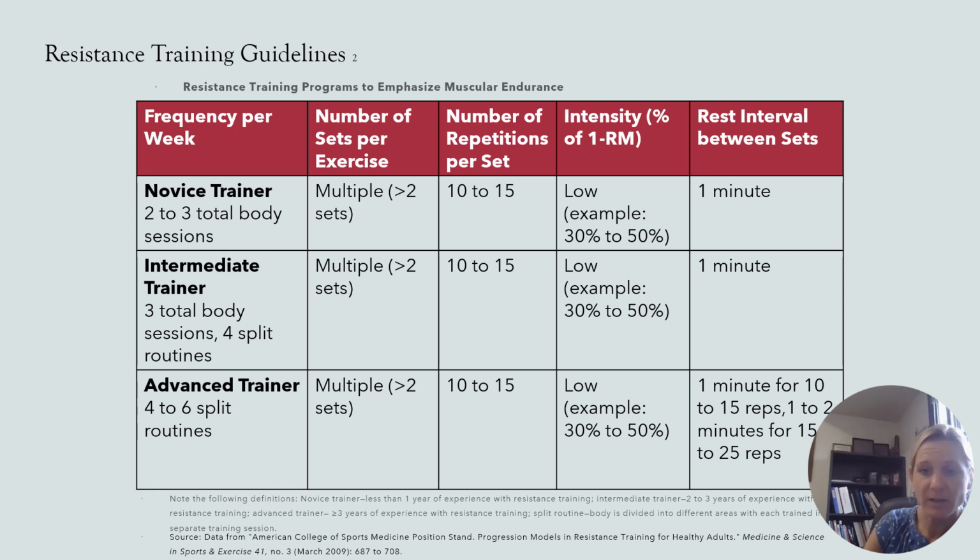Okay, this shows us an example of what we need to do if we want to focus on muscular endurance. Essentially what we see here is we're going to have lower rest, lower intensity, and higher reps. So increase the number of repetitions and decrease the rest interval, and that's going to allow them to focus on muscular endurance. And again, the idea with muscular endurance is I want to be able to do lots of repetitions before I reach fatigue at a submaximal level.